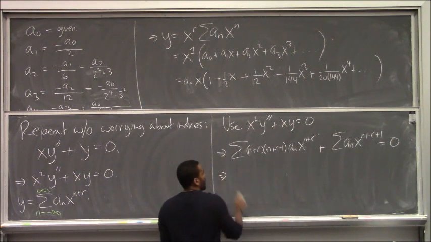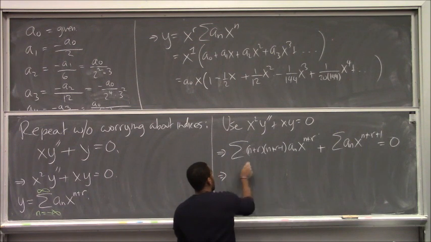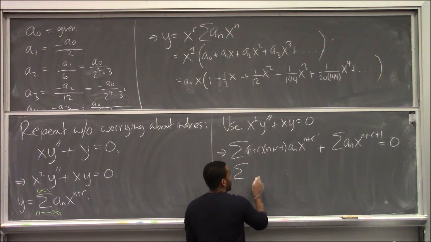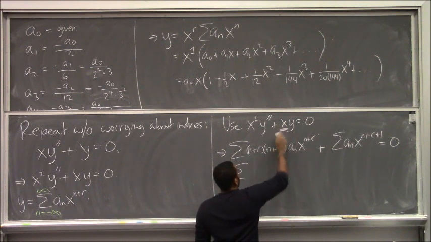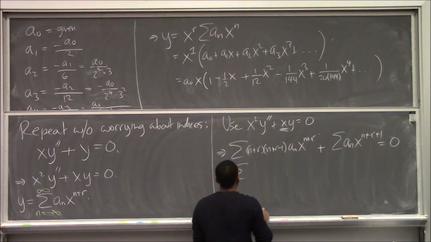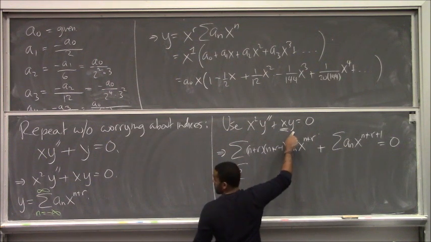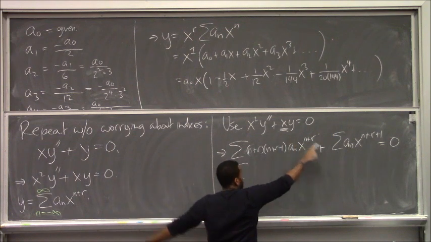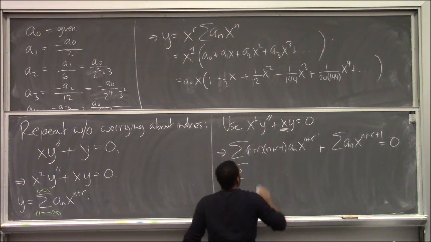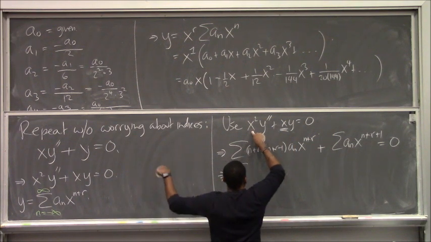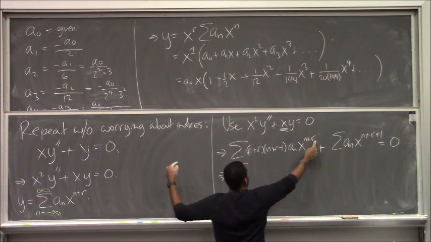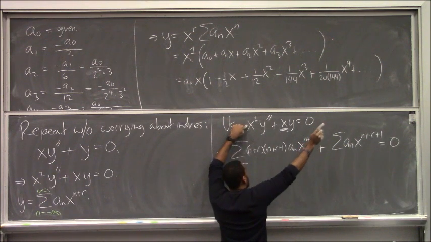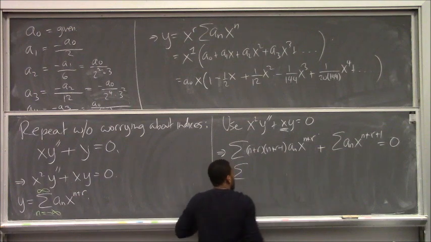Why is that last one n plus r plus 1? Because of the x. So I multiplied that by x, so the power of x just bumps up by 1. And then this is x squared. If I took the derivative twice, I would have n plus r minus 2, but I multiplied by x squared, so the minus 2 goes over. And I have this.